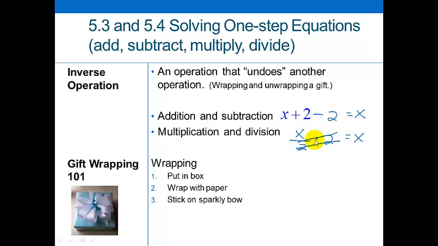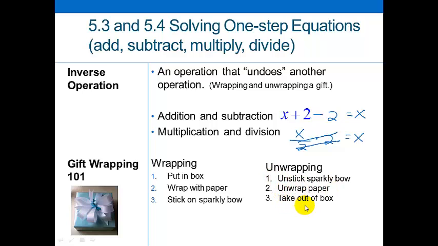So let's take a look at the steps you would take to wrap a gift. First thing you have to do is put the gift in the box. And then you wrap it with paper, and then you stick on a bow. Now, in a perfect world, we all know we would take off the bow, take off the paper, and then take out the gift. So this would be the process that you would go through: you unstick the sparkly bow, you unwrap the paper, and then you finally take it out of the box. So notice that the first thing you did here was the last thing you did here.